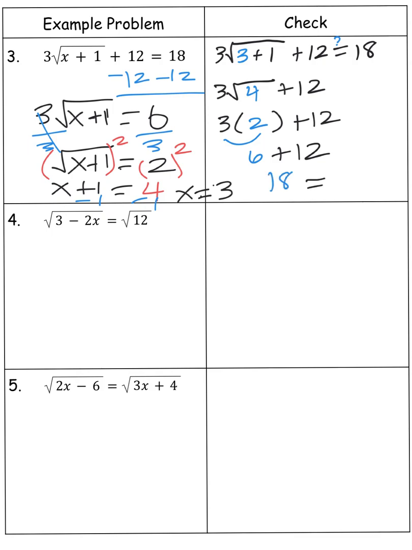And in the original equation, I wanted it to equal 18. So this one checks out as well. So x equals 3 is not extraneous.